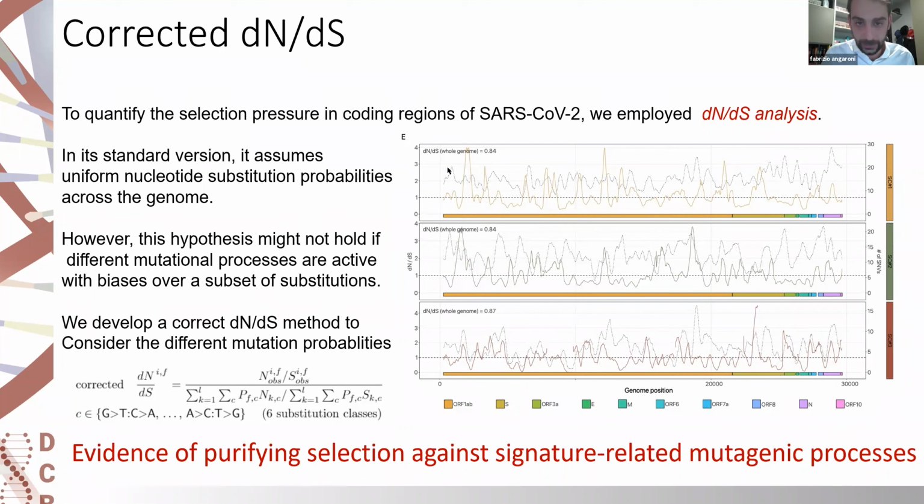Interestingly, all the signature clusters have an NDS lower than 1, so there is evidence of purifying selection against signature-related mutagenic processes. And this can be, for example, ApoBec. So it could be explained because ApoBec is a cell defense mechanism against a lot of viruses. So it's possible that this is an example of how ApoBec purifies certain viruses. Okay.